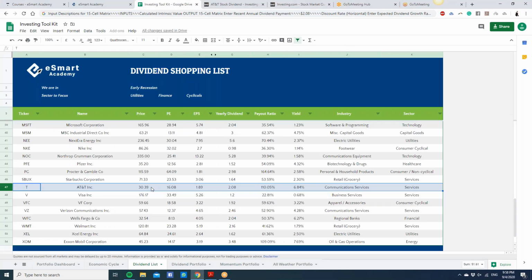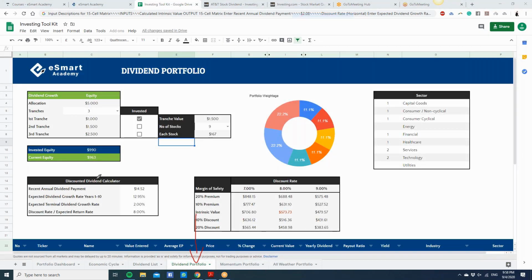Let me go to the checklist. You can see over here under the toolkit, under dividend portfolio, if you click into it, there's this portion, the discounted dividend calculator and discount rate. This is the part you're going to use to calculate the intrinsic fair value. The part that I highlighted is automated, which means you don't touch it. There are formulas running behind it. All you have to do is this part. You need to input some data.